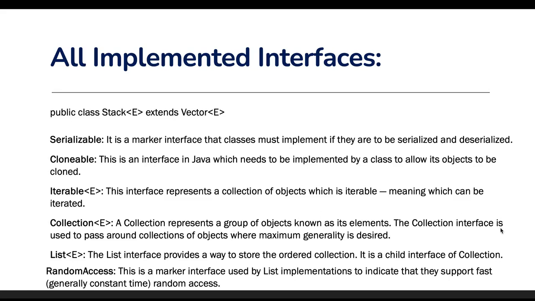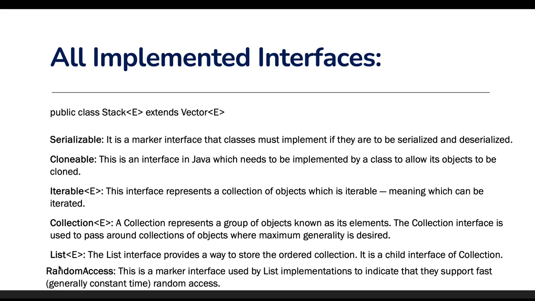The Collection interface is used to pass around collections of objects where maximum generality is desired. We also know what the List interface is. The List interface provides a way to store an ordered collection, and it is a child of the Collection interface, as per the hierarchy. And we also know the Iterable interface, which is the root interface. This interface represents a collection of objects which is iterable, meaning it can be iterated.